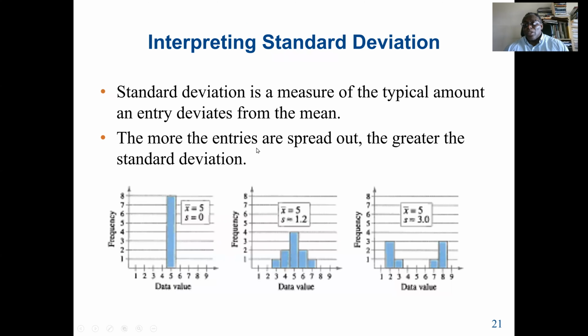So if I have the values 1, 2, 3, 4, and I have another set, 2, 4, 6, 8, they are all 4 values, and they are all increasing. But since 1, 2, 3, 4 increases by only 1, and 2, 4, 6, 8 increases by 2, the standard deviation of 2, 4, 6, 8 will be greater than that of 1, 2, 3, 4. So it's about how the data is spread. When the data is more spread out, the standard deviation value becomes bigger also.